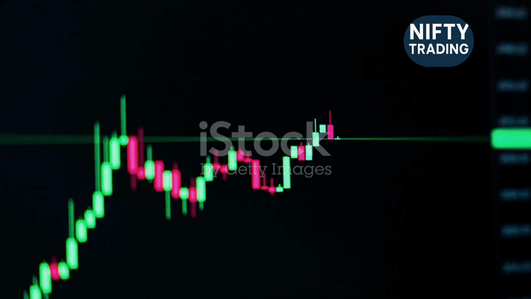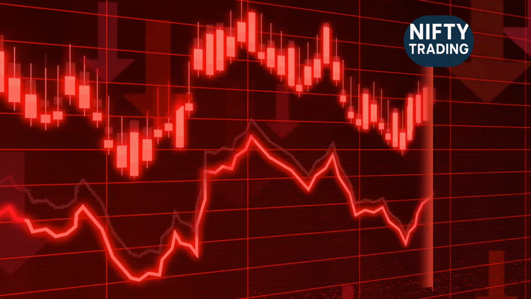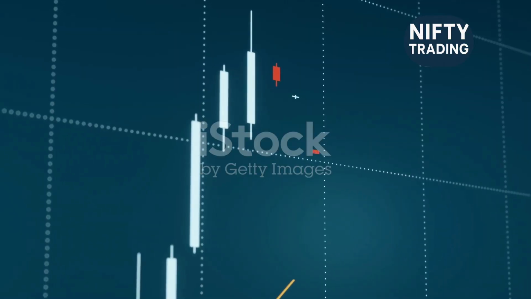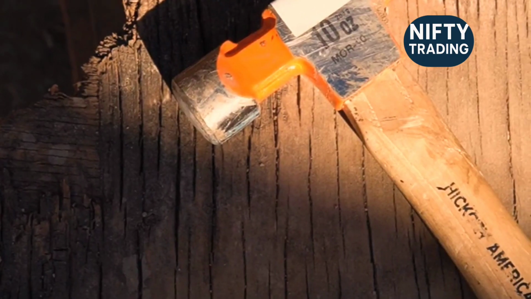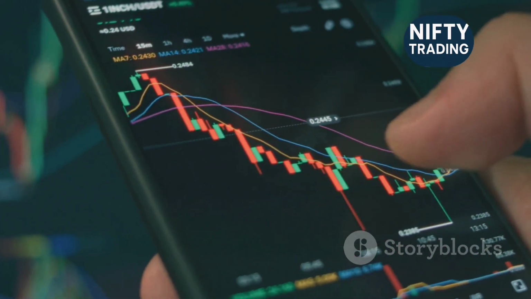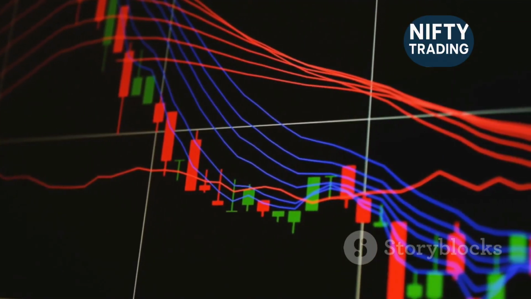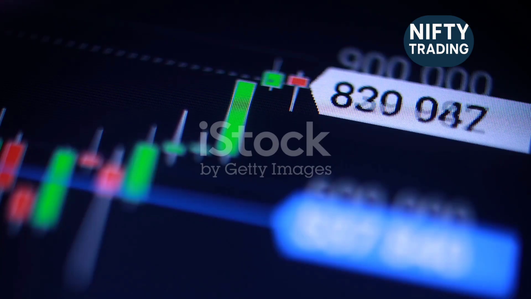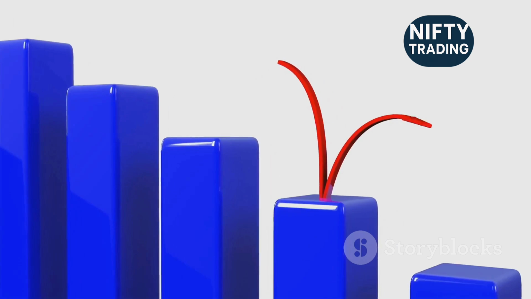Now let's dive into single candlestick patterns that can signal big market moves. The hammer. A small body at the top with a long lower wick, usually after a downtrend. It means sellers pushed the price down, but buyers fought back. Potential bullish reversal. The shooting star.